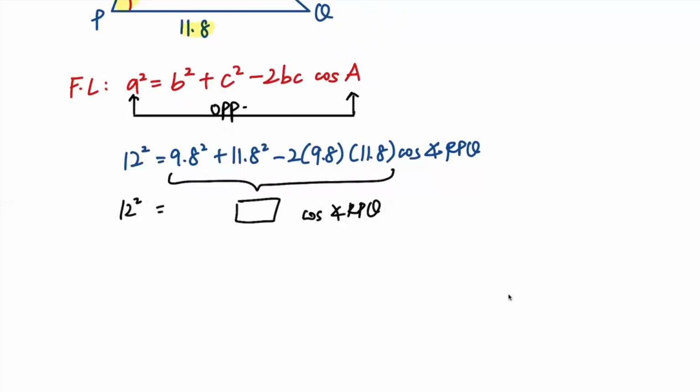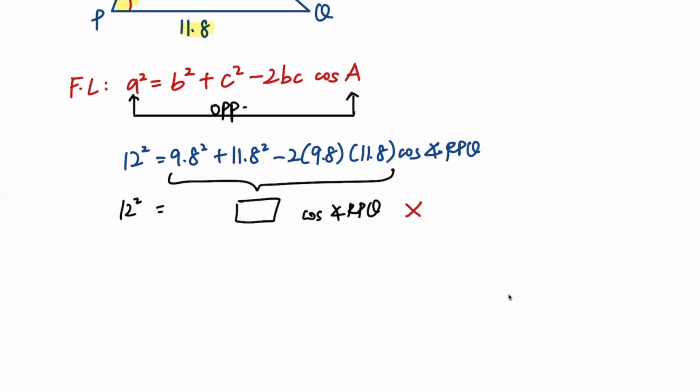This is wrong because this part here is multiplied together: 2 times 9.8 times 11.8 times cosine angle RPQ. You cannot add and subtract something that is multiplied to something else. These two you can add together, not an issue. But this is multiplied to cosine angle RPQ. So you cannot take 9.8 square plus 11.8 square and then minus that. So this is wrong. Please understand why this is wrong and don't make this mistake.